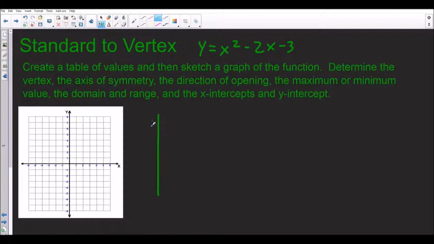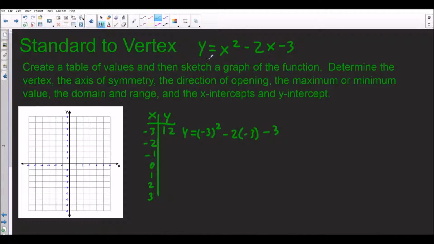So let's do that. So our x and y, and I'm going to go from -3 to 3. So -3, -2, -1, 0, 1, 2, 3. So what we're going to do is just sub our values for x into this equation. So y is equal to -3 squared minus 2 times -3 minus 3. That's going to be our first value. And what I got when I put that in my calculator is 12.